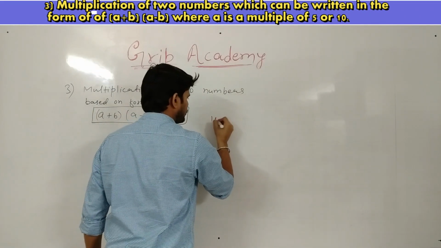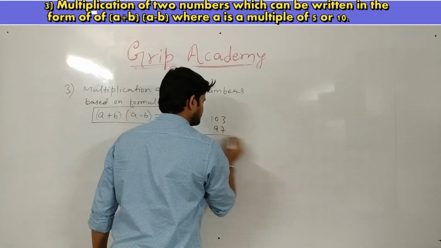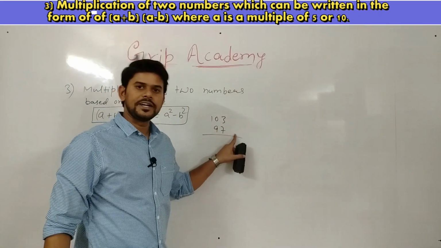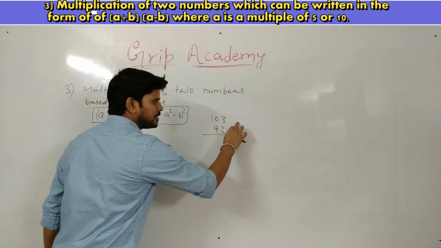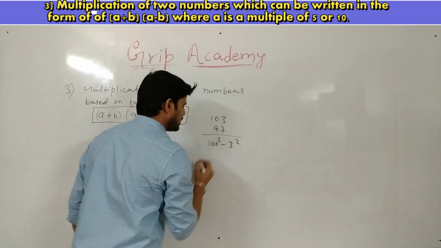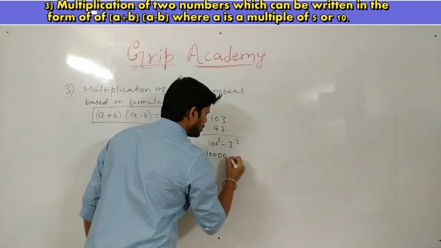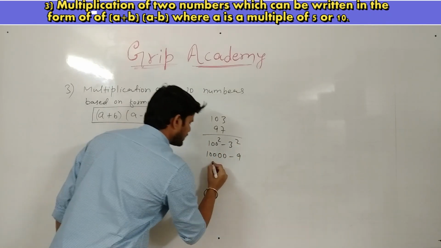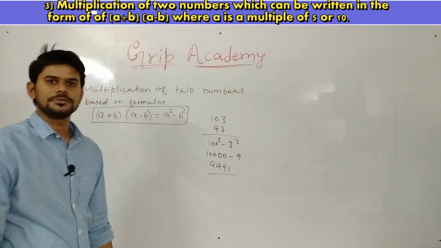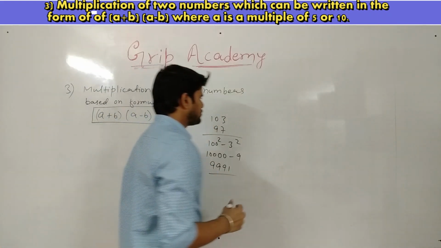Consider you have to multiply 103 and 97. So 103 is 100 plus 3 and 97 is 100 minus 3. So a plus b and this is a minus b. So you'll get 100 square minus 3 square. So 100 square is 10,000 minus 3 square is 9. So you'll get 9991 as the answer. Okay, let's take another example.